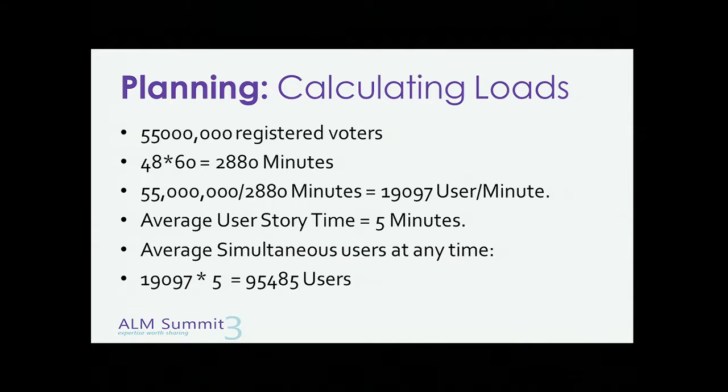So we began with the 55 million, and we divided this by the 48 hours. So we found that per minute, we expect 19,000 users. And based on the fact that the major user story takes on average 5 minutes from any user, in order to find out the total number of users that could be on the system at any certain moment, we multiplied 5 by 19,000, and we got more than 95,000 users.